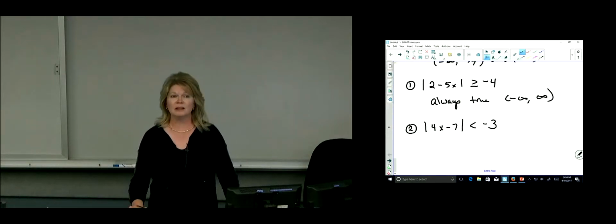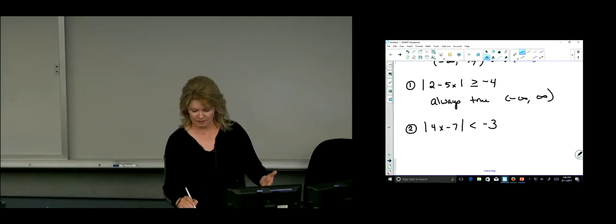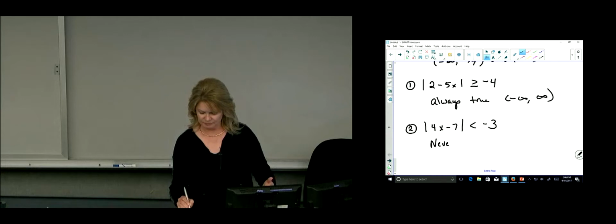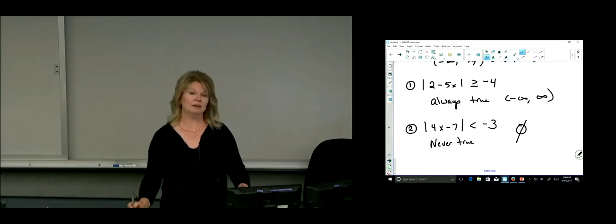This next one says the absolute value is less than a negative 3. Well, absolute value means distance. Distance is always positive. Positive is never going to be a negative number. So this would never work. This is never true. But that would be the empty set.